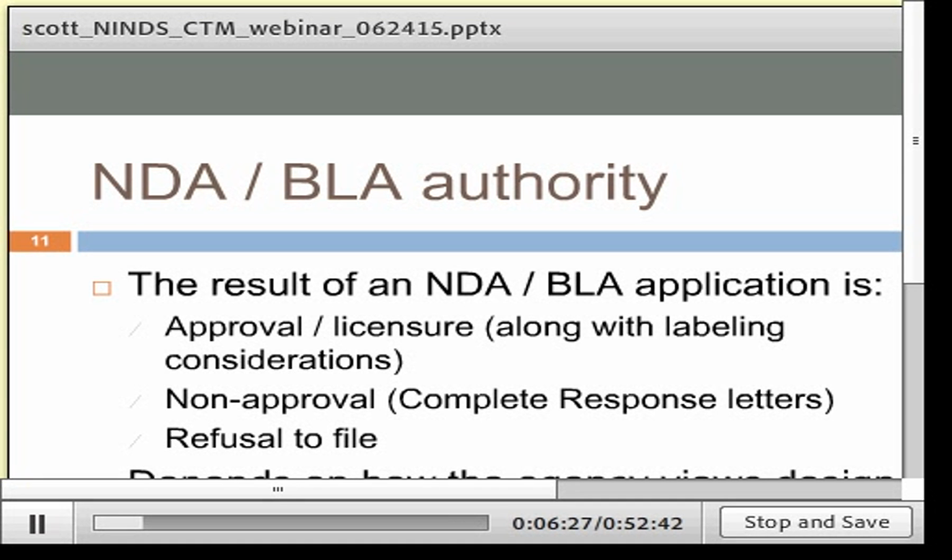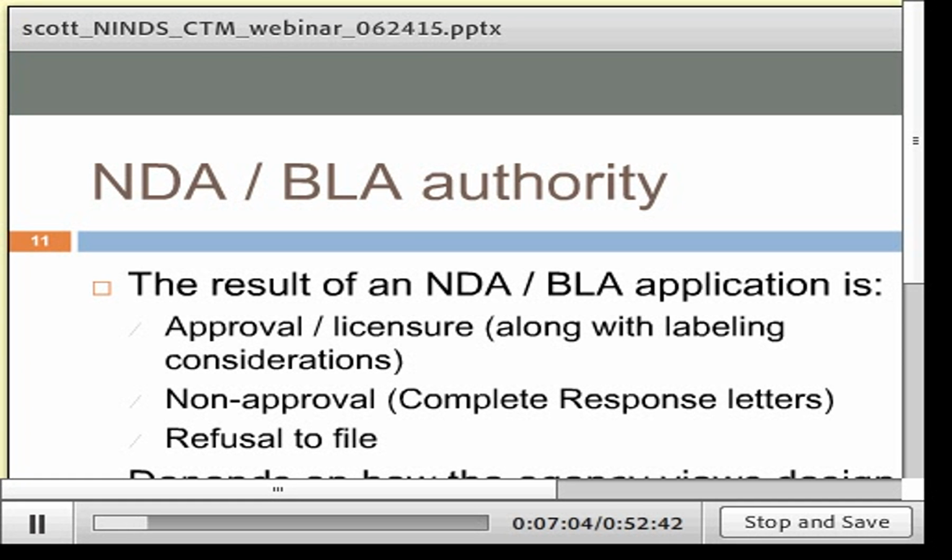So back to drugs and biologics. When someone submits an application for a new drug or a new biologic to be licensed, there's basically 3 possible outcomes. The first is that the product is approved or licensed, and then there's a lot of discussion about the form of the packaging and the labeling information that goes along with that. Another possibility is that the product is not approved, and FDA will send the applicant something called a complete response letter, which is supposed to be a roadmap to what needs to be done to get the product approved.